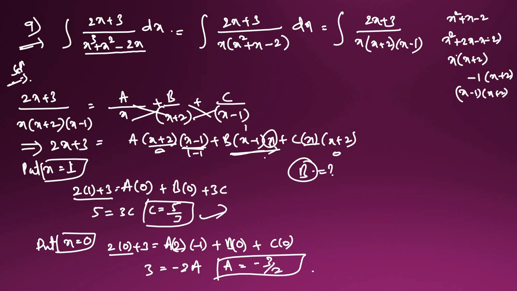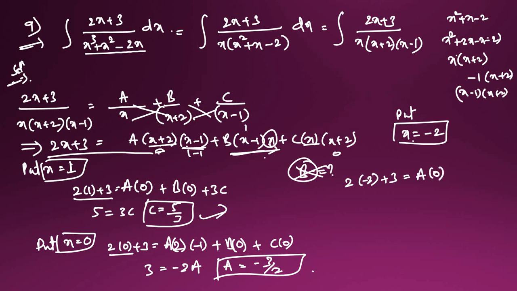So where x is equal to minus 2, we put x equal to minus 2 in the equation. So here 2 into minus 2 plus 3 is equal to, in this place a into 0 will come here, and plus b into minus 2 minus 1 minus 2, and plus c in this place it will also become 0, c into 0 will come.